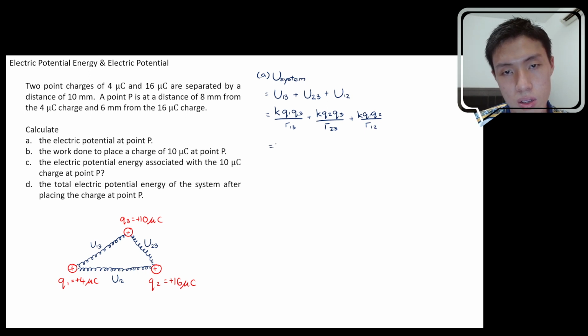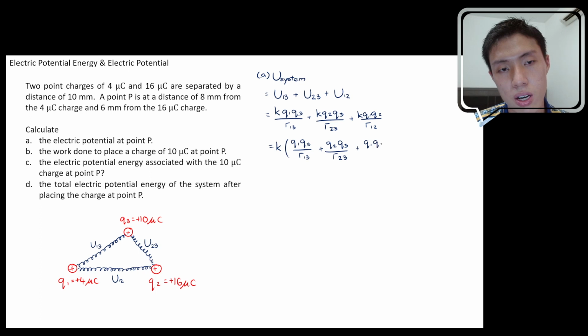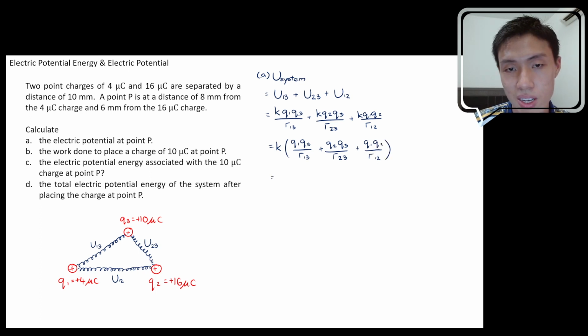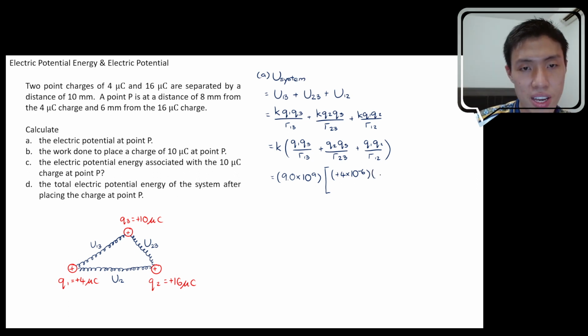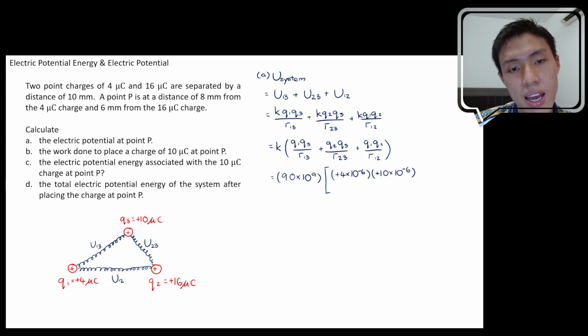You can factorize out the K because it is common among the three terms. So it's K times Q1Q3 over R13 plus Q2Q3 over R23 plus Q1Q2 over R12. The rest is just substitution. Nothing too complicated, it's just long, so it requires good attention and you need to be very careful when you're doing your substitution. Q1 is positive 4 microcoulomb. Usually when a question requires you to put in the sign, I write the sign explicitly, positive or negative. Even though it's not necessary to write the positive sign, I put it just to show that I have already included the sign in my substitution.